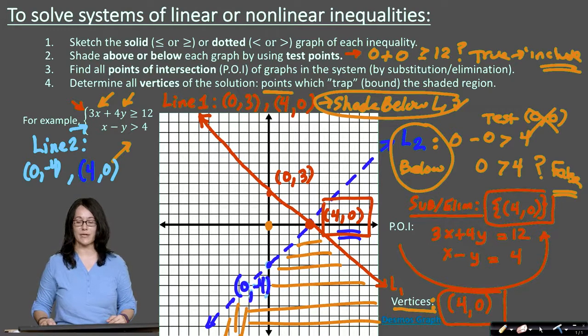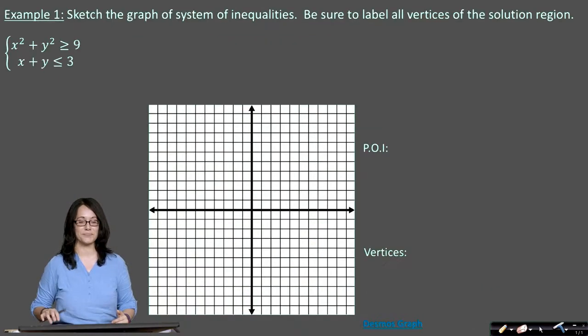Okay, so let's take a look at an example for you to try on your own. As always, it's really important for you to pause and try it to see how you're doing. Example 1 says, sketch the graph of this system of inequalities. Be sure to label all vertices of the solution region. The first constraint says x squared plus y squared must be greater than or equal to 9. The second constraint says x plus y must be less than or equal to 3. So we have to satisfy both constraints at the same time. Where would my solutions be?